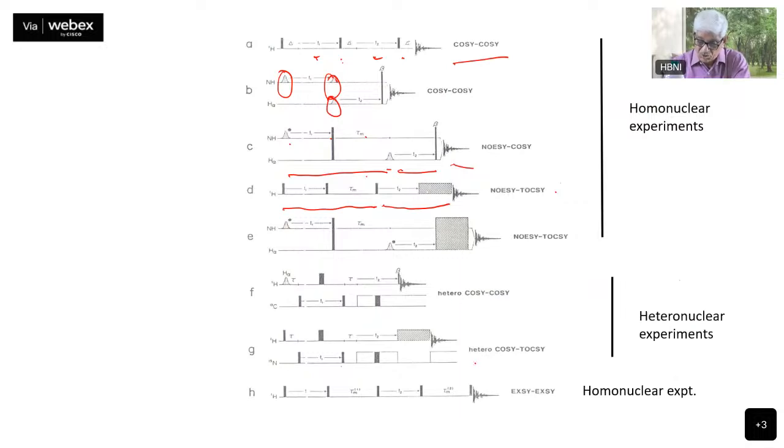The hetero-COSY, hetero-TOCSY, heteronuclear experiments. These are the exchange experiments here, homonuclear exchange experiments. Okay, so you have a whole lot of these. I've listed only a small number. You can make all combinations of the mixing sequences, evolution periods, and preparation periods, and generate a whole number. Nearly tens of pulse sequences can be generated. So this is only indicative of how one can generate different kinds of combinations of pulse sequences.